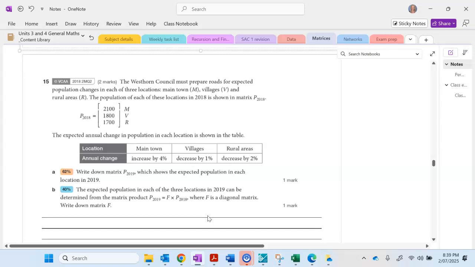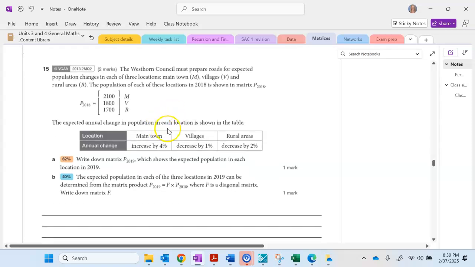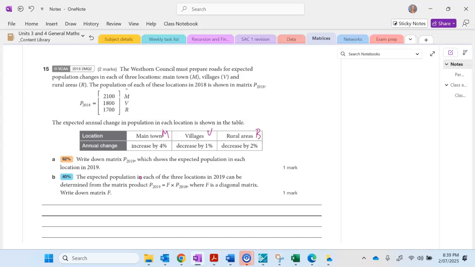All right, the Westhorne Council must prepare roads for expected population changes in each of 3 locations, so main town, villages, and rural areas. The population of each of these locations in 2018 is shown in matrix P 2018. The expected annual change at each location is as follows. So this is your M, your V, and your R, all right, which is also written here. Write down matrix P 2019, which shows the expected population in each location in 2019.